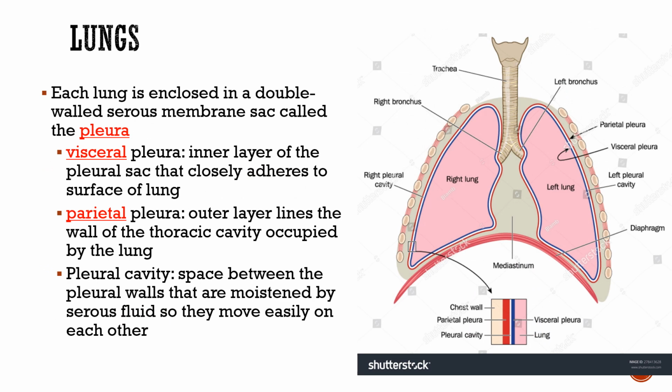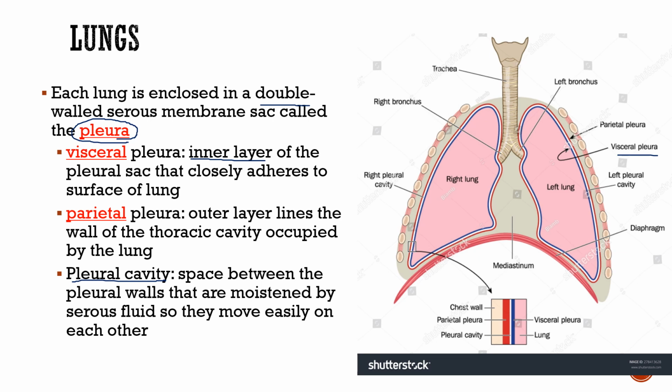Now, each lung also, when we talk about this, is enclosed in a double-walled membranous sac called the pleura. When you think about pleura, there's a pleural cavity. You can think of pleura, with the second letter beginning with an L, goes with lungs. So visceral pleura is the inner layer of the pleural sac that closely adheres to the surface of the lung, shown in the picture here, shown in purple. So that's the visceral pleura.